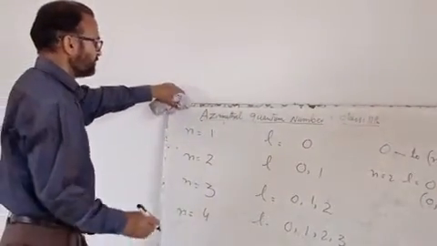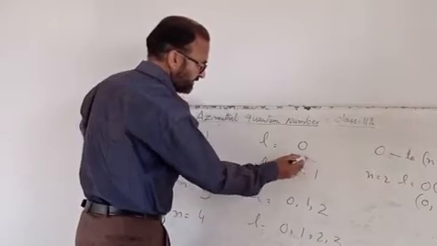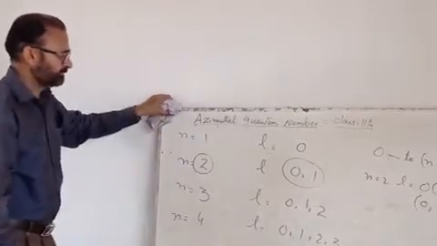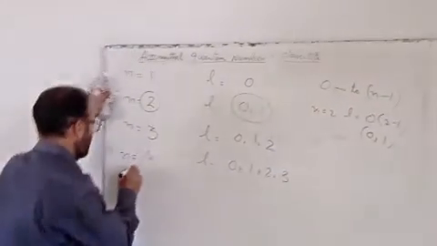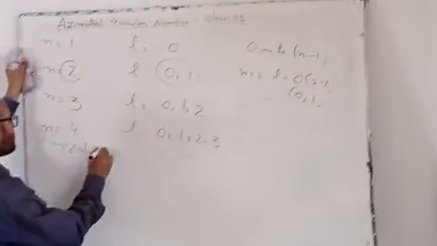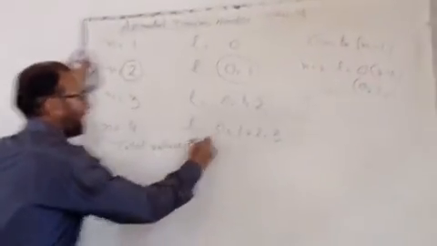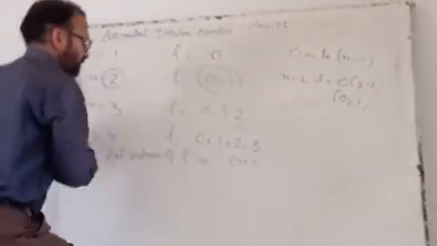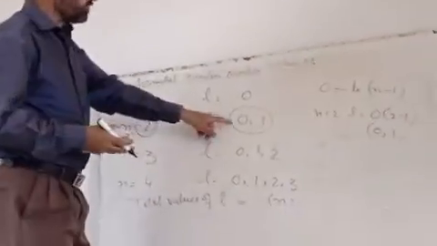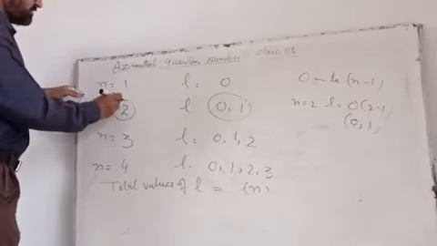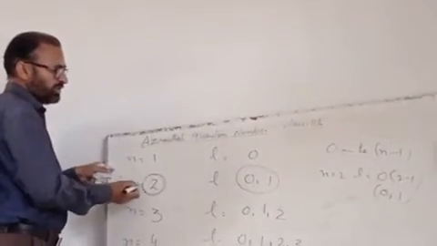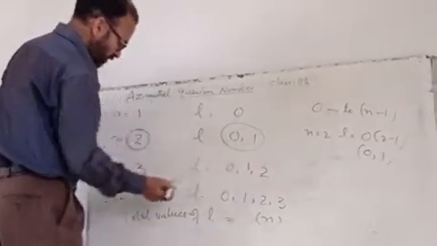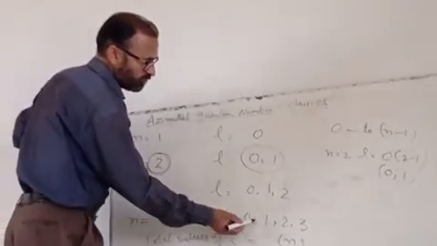That is, the total number of values of L is equal to n. Total values of L, as azimuthal quantum number, is equal to n. Here L has two values, 0 and 1, and n is 2. When n is 3, there are three values, 0, 1 and 2. When n is equal to 4, there will be four values of L: 0, 1, 2 and 3.